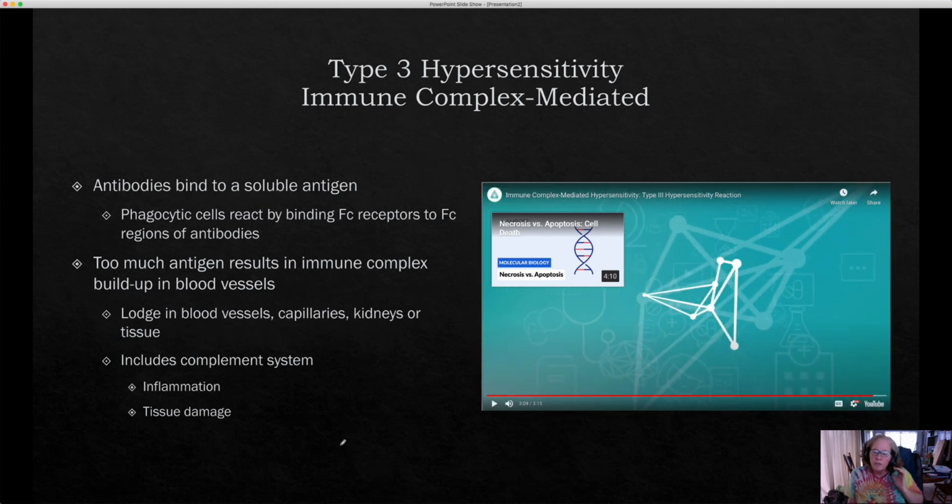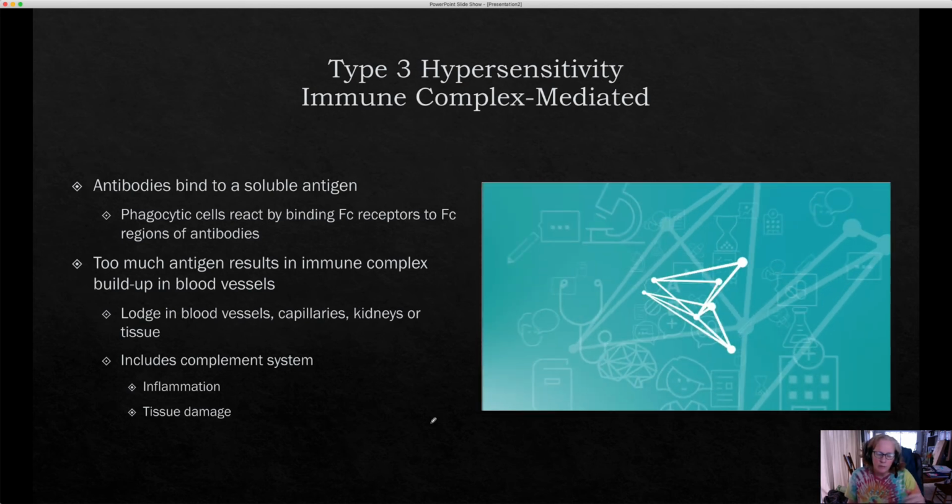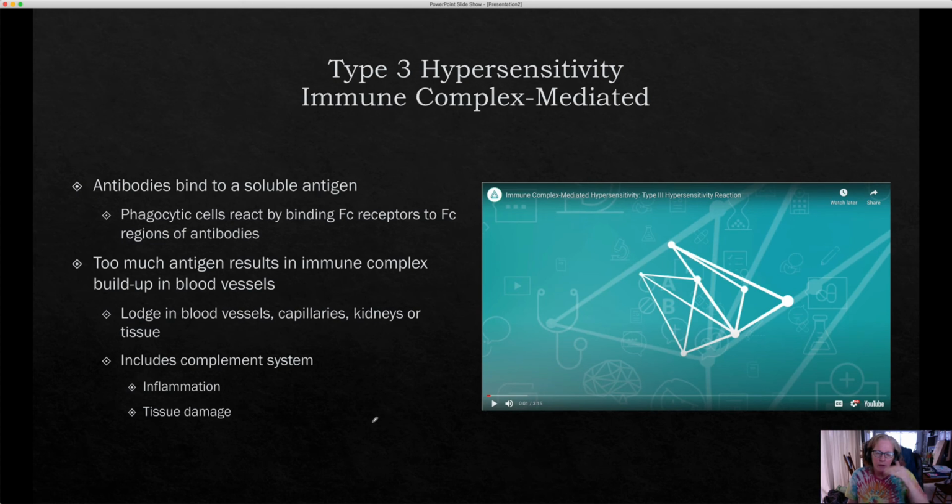All right, so that was a nice comparison of type 2 to type 3, because sometimes you can confuse them a little bit. But the solubility is really the big one, where we've got these immune complexes floating around in the bloodstream, binding to a soluble type of antigen, whereas antibodies in a type 2 are binding directly to a cell surface.